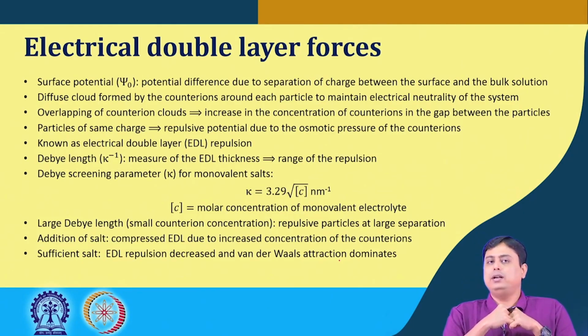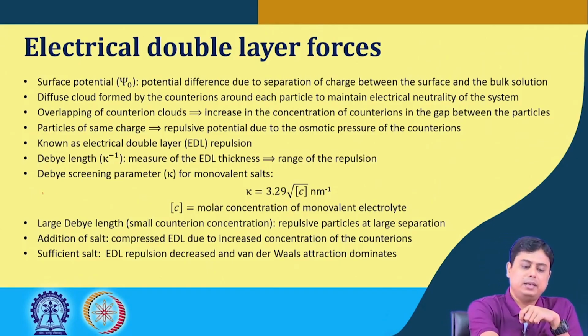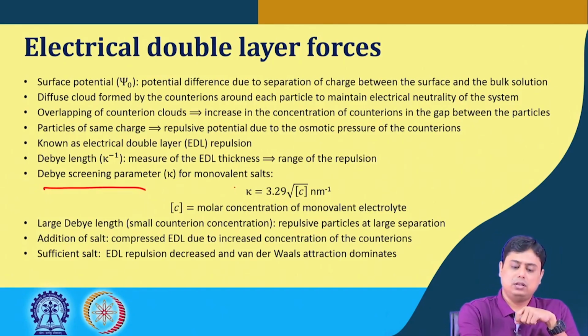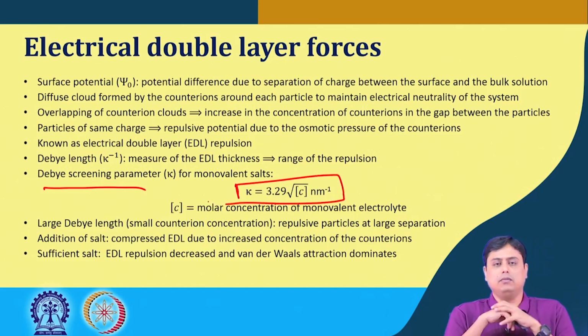It is quantified by the Debye length. So, this Debye length is a measure of the electrical double layer thickness, and it also provides an estimate of the range of the repulsive force, where kappa is the Debye screening parameter. For monovalent salts this is written in this form, which has a relation with the molar concentration of the monovalent electrolyte.